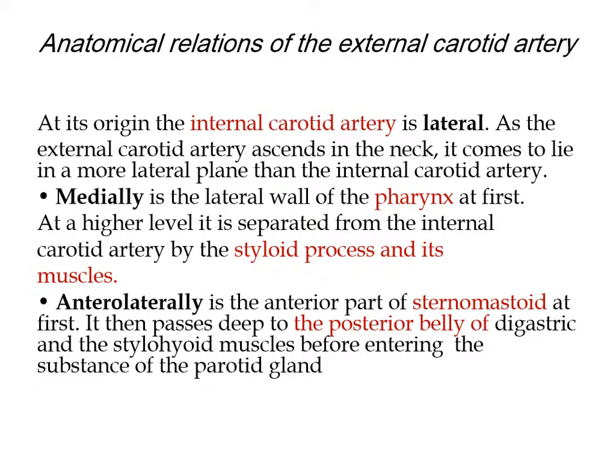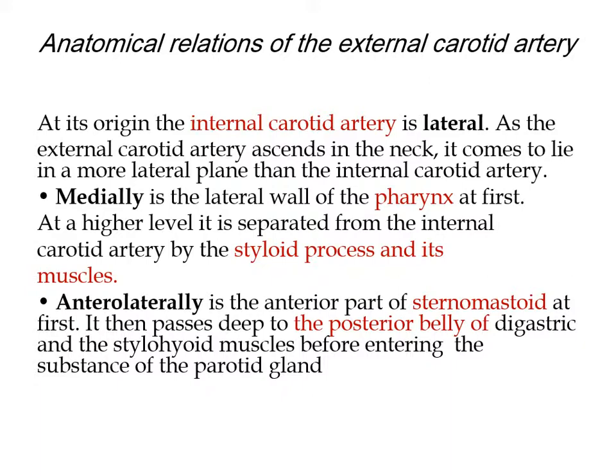Anatomical relations of the external carotid artery: the internal carotid artery is lateral, while medial to it is the pharynx. At the higher level, there is the internal carotid artery, and the styloid process and its muscle are medial to it. The internal and external carotid arteries high in the neck are separated from each other by the styloid process and the muscles attached to it, like the stylohyoid muscle. So the styloid and its muscles come between and separate the internal and external carotid arteries from each other.